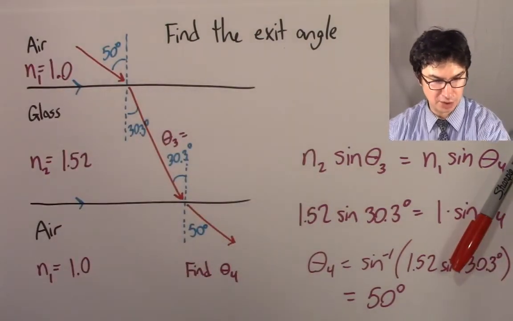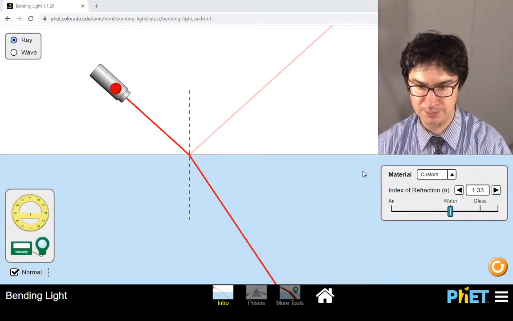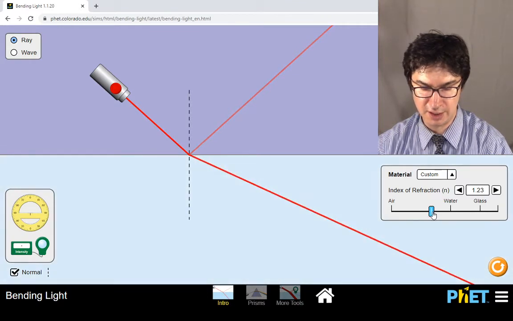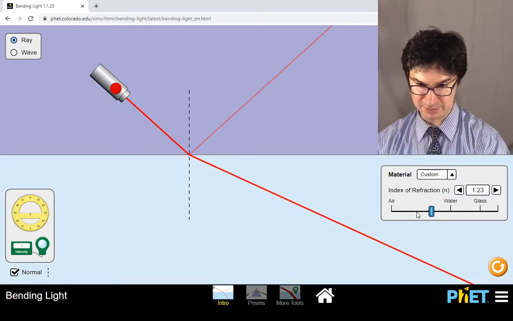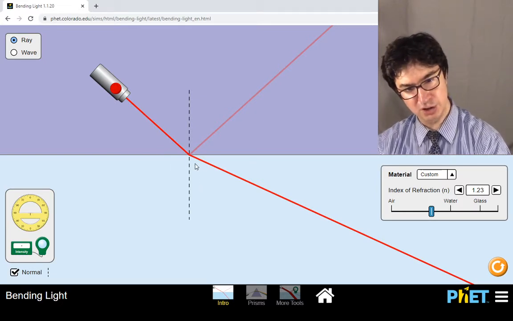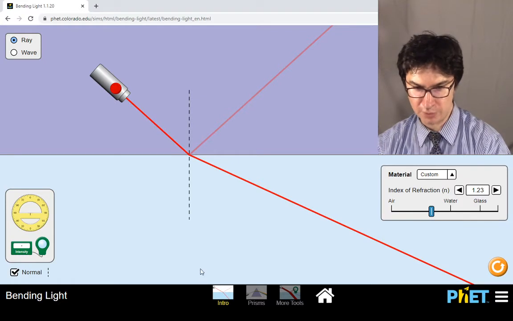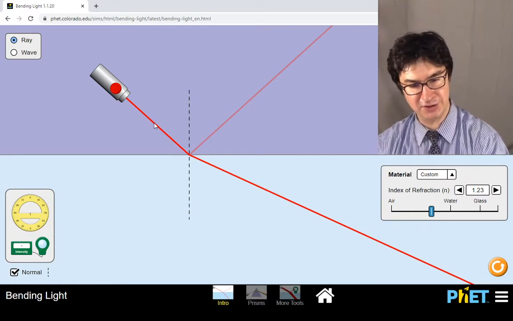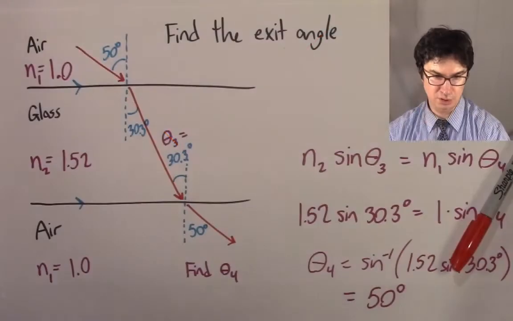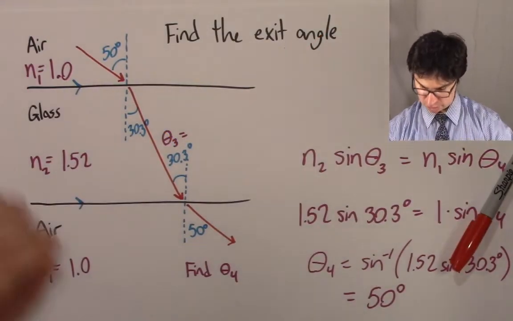We see this confirmed also if we go back to our simulation. If we make the first material the dense material, and the second material the less dense material, you can see going from glass into air here, the light bends away from the normal, not toward the normal, but away from the normal. And you can still see that some of that light ray is reflected back into the material itself. All right, good deal.